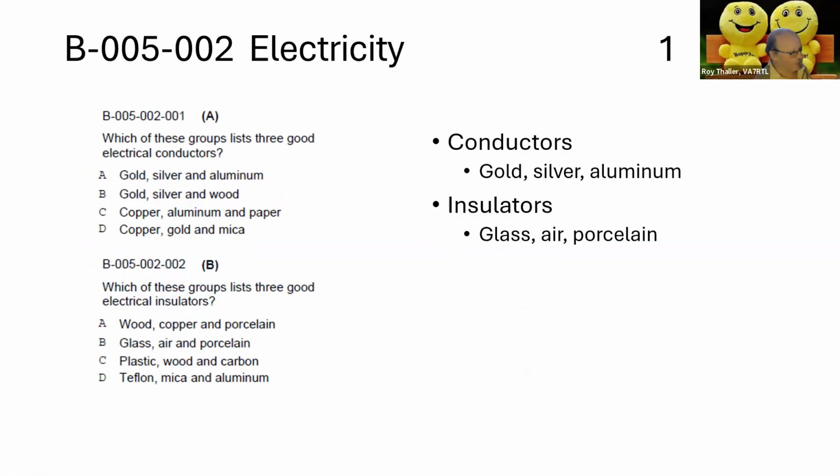So that concludes the conversions. There'll be more conversions as part of some of the Ohm's law questions, but this is strictly the section on the metric system. Which group listed below are good electrical conductors? That would be anything that is metal. In this case, A would be the correct answer, gold, silver, and aluminum. Here's a similar question. What is a good insulator? We're looking for something that's not a metal. In this case, the answer would be B, glass, air, and porcelain.